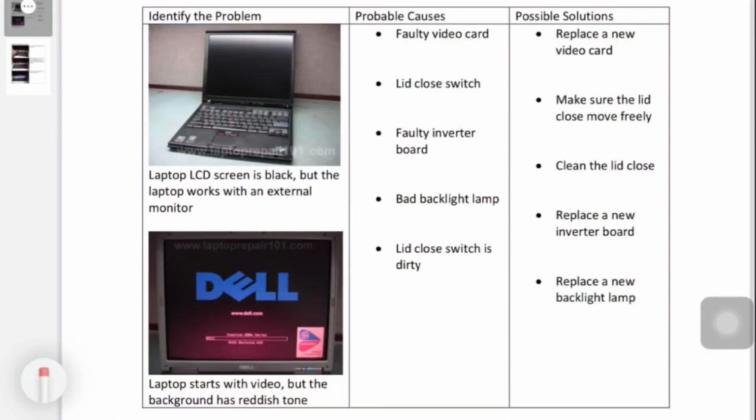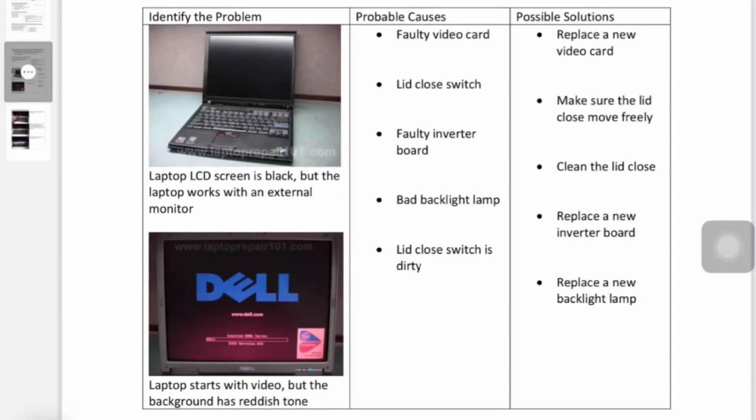So now I want to explain the problem, causes and solution for the backlight and inverter. The example is the laptop LCD screen is black but the laptop works with an external monitor. Second, the laptop starts with video but the background has a reddish tone. This problem happened because of a faulty video card, the lid close switch, a faulty inverter board, a faulty backlight lamp, or the lid close switch is dirty.